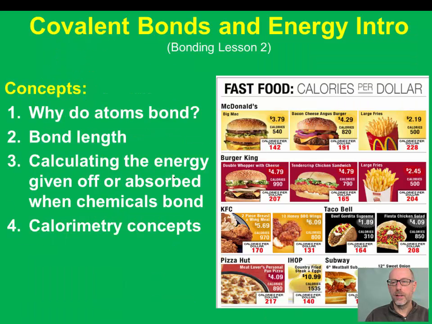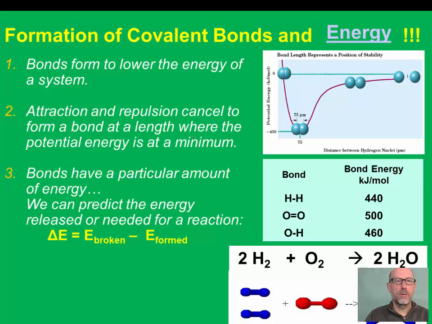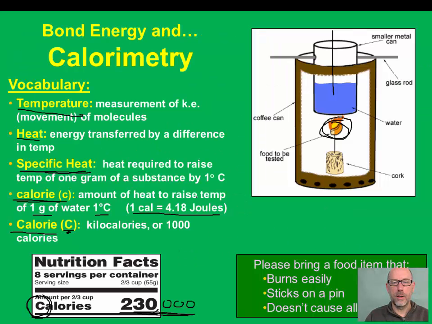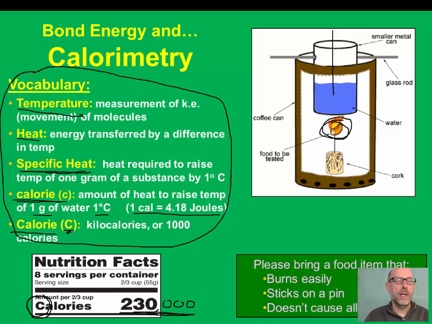So today, what did we do? We first set the stage, thinking about how many calories are in various types of foods. We talked about bonds forming to lower the energy of the system, and we talked a little bit about the bond length and bond energy, and that was the main part of our lesson. We did a couple of calculations in which we took the amount of energy in the bonds that are broken minus the energy of the bonds that are formed, and we calculated that out.